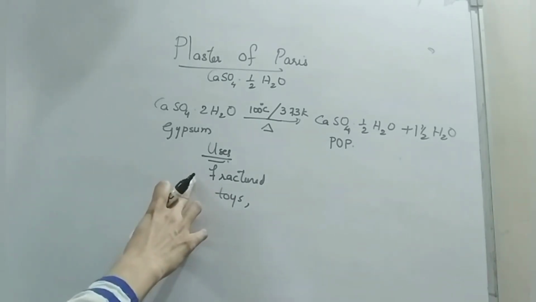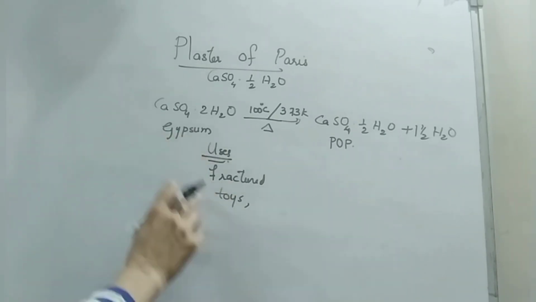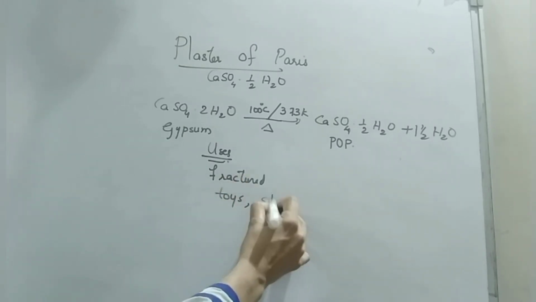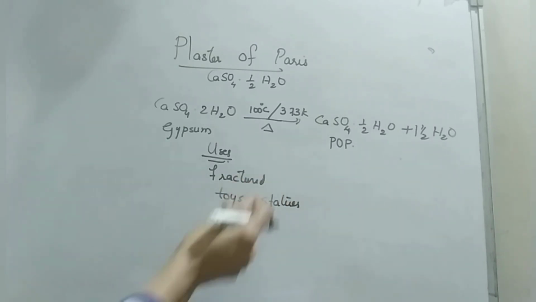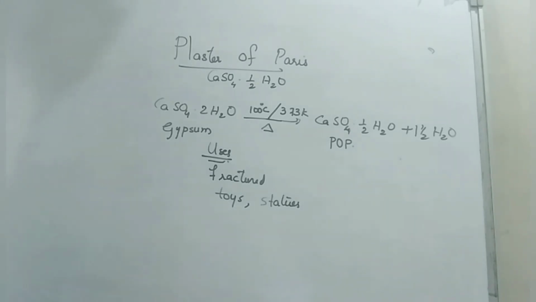The main use in medical science is setting fractured bones in the right position. Second, toys, statues, decorative items, then cosmetics, jewelry, etc. These are the uses. Thank you. This second lesson is completed.